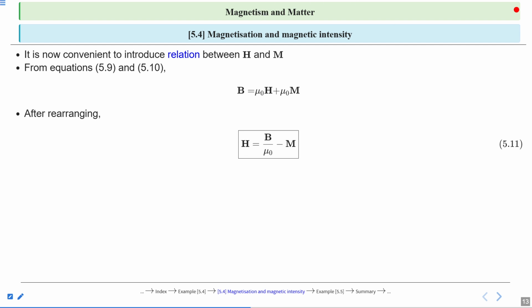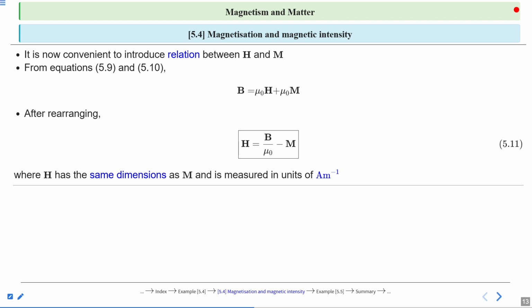Now, H has the same dimensions as M. So the dimension of H will also be L inverse A, and the units are ampere per meter. Both M and H have the same dimensions and units.